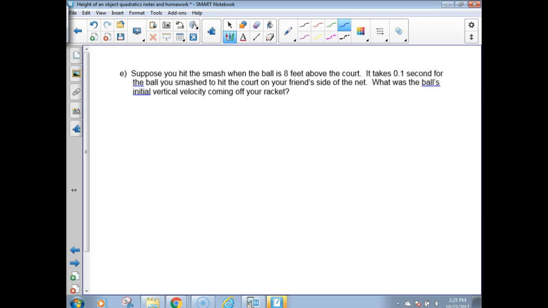This is fun. Suppose you hit the smash when the ball's 8 feet above the court. You hit it. It takes 0.1 second for the ball you smashed to hit the court on your friend's side. 1/10 of a second. You smashed it hard. What was the ball's initial vertical velocity coming off your racket? So we want to know the velocity of your smash.